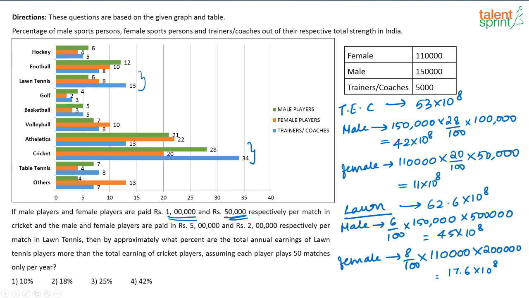So what is the question? What percentage are the total annual earnings of the tennis players more than the total earnings of the cricket players? Assuming each player plays only 50 matches in a year. Okay, so what is the percentage that you are looking for? 62.6 minus 53 divided by 53 into 100, or this is approximately 18% will be your answer, correct? Yes. Alright, so with that we are coming to an end of the questions chosen for the session.